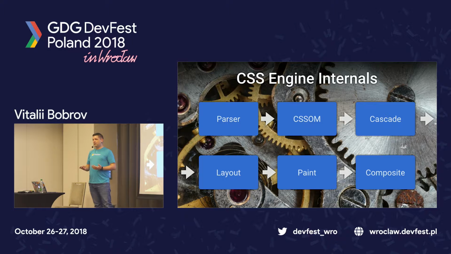And why is it so hard? Because we have this CSS rendering pipeline. We have a parser that builds our CSS object model, then we apply cascade rules, and there are three stages of creating an image for a user. First of all, we have the layout stage. We define where each particular element will be placed on the screen. Then we paint each element. And after that, we apply layers on each other with the composite stage.